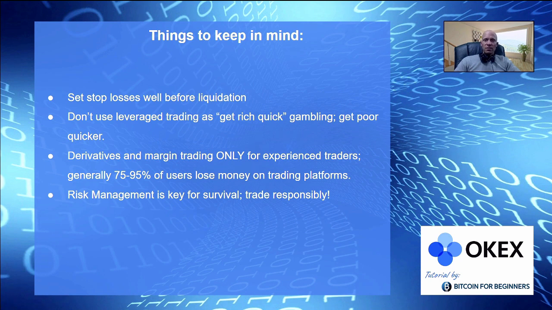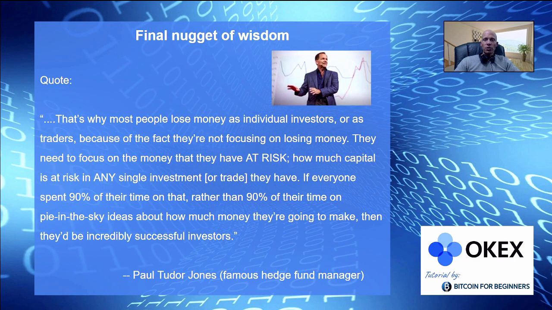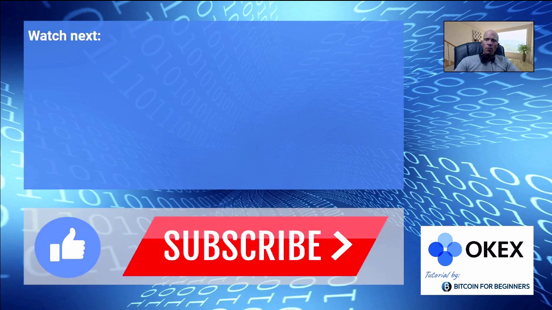And related to that, I want to quote some wisdom by Paul Tudor Jones, who is a very successful and well-known hedge fund manager, and it goes like this. That's why most people lose money as individual investors or as traders, because of the fact they're not focusing on losing money. They need to focus on the money that they have at risk. How much capital is at risk in any single investment they have? If everyone spent 90% of their time on that, rather than 90% of their time on pie-in-the-sky ideas about how much money they're going to make, then they'd be incredibly successful investors. And I want to leave you with that.